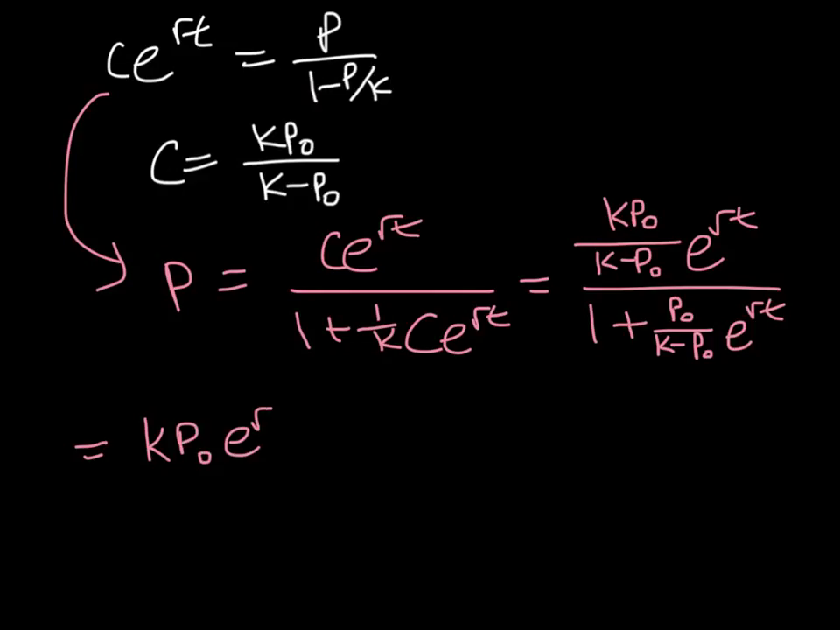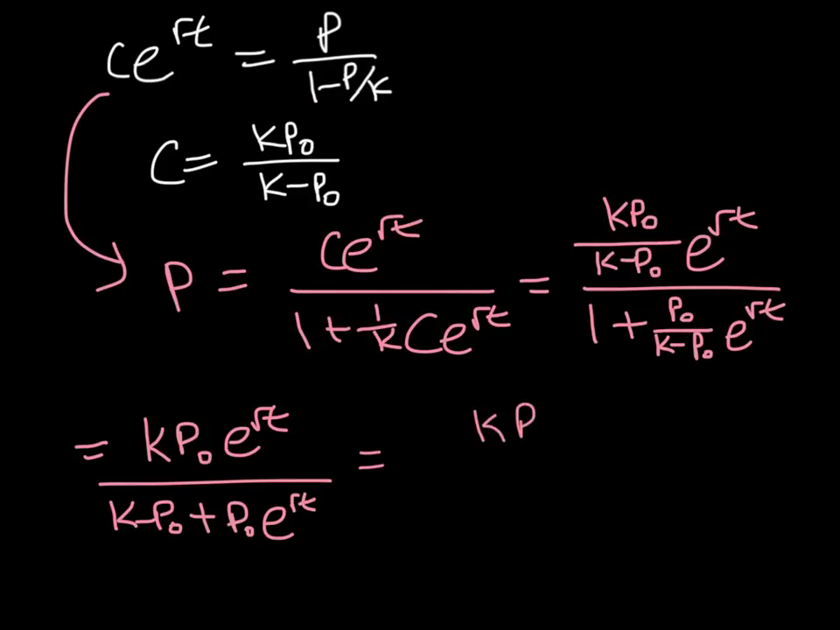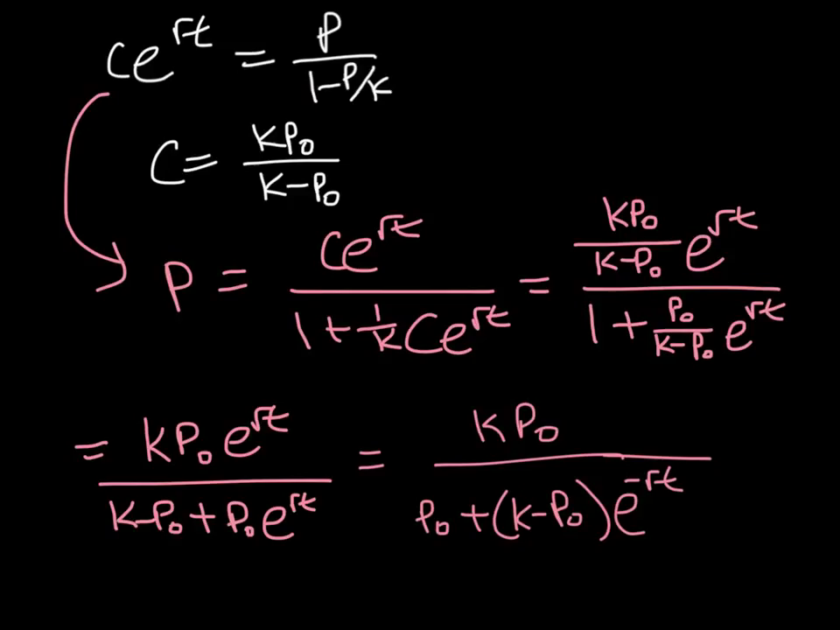K P0 e to the rt over K minus P0 plus P0 times e to the rt. Or if you wanted to rearrange that, you could also have it as K P0 over P0 plus (K minus P0) times e to the minus rt, which is another common way you'll see this equation written.